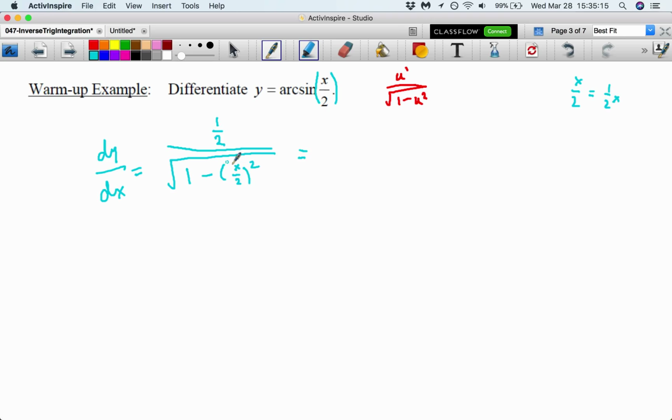So dividing these two fractions, and again, it's this fraction divided by this square root, you should get this. And it's okay if you didn't simplify it, but it's not okay if you couldn't get this. 1 minus, let's simplify x over 2 squared. That's x squared over 4. And that's all inside the radical. So we have a 1.